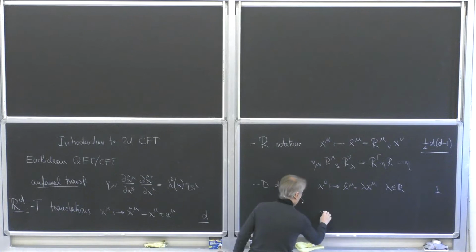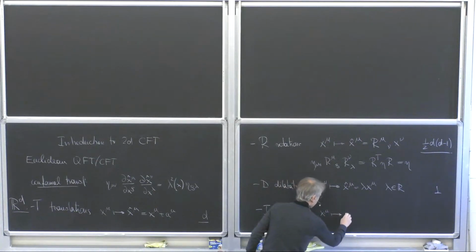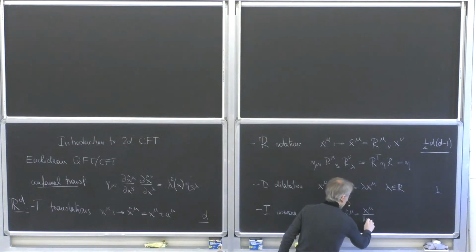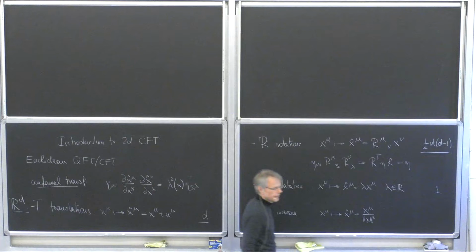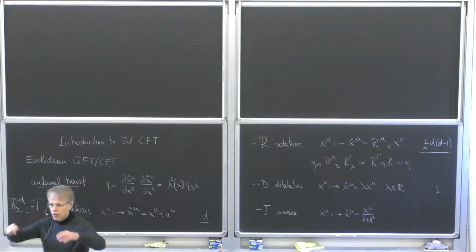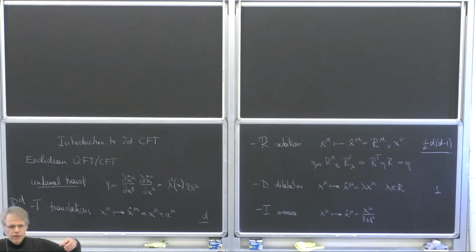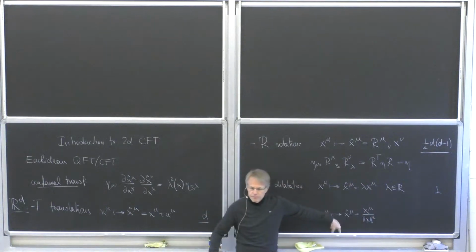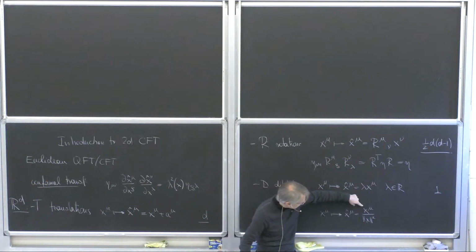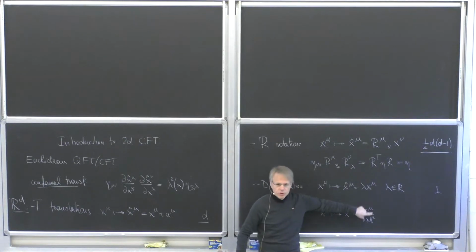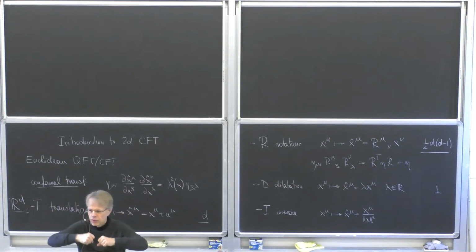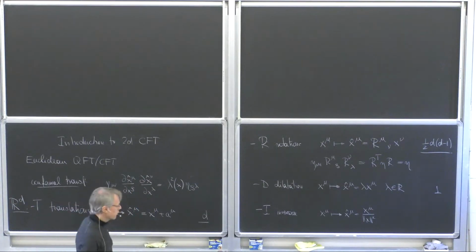And the inversion maps x^μ to x̂^μ, and you defined x̂^μ to be x^μ divided by the norm squared of x. So what this does is it maps a point outside the unit sphere into a point inside the unit sphere and vice versa, right? It's a reflection along the unit sphere, because a point whose norm is bigger than 1 leads to a point whose norm is smaller than 1 and vice versa. So it maps the outside of the unit sphere to the inside, and the inside to the outside.